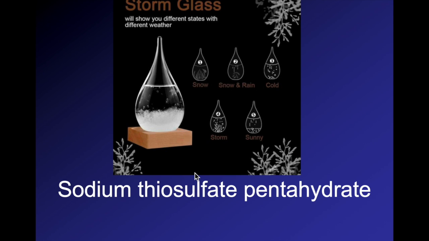Now, some of you may have something like this at home. They call it a storm glass. Just FYI, it really does not detect the weather outside. Basically, it's sensitive to temperature changes, but it's not accurate as to what's happening outside. But it's kind of a neat little novelty device. The chemical that's inside of here is called sodium thiosulfate pentahydrate. So what is the formula for this compound?